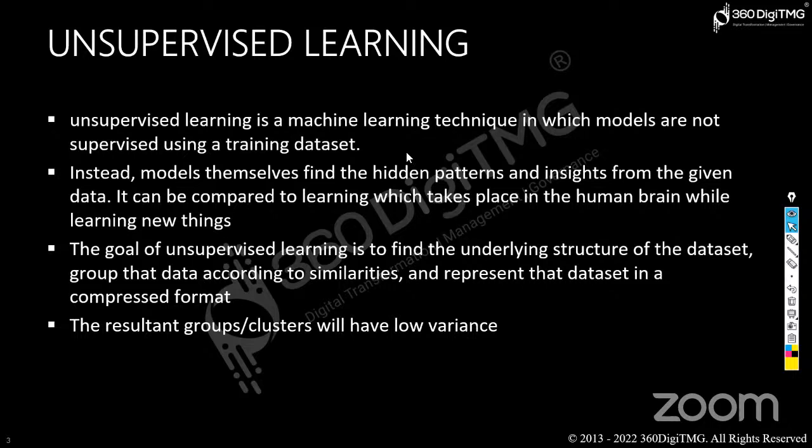So unsupervised learning is a machine learning technique in which the models are not supervised under the training data set. That means we don't have a label in place. So models basically look into the complete data set and try to identify hidden patterns, which will allow us to take better decisions. It will allow us to get better insights from the data.